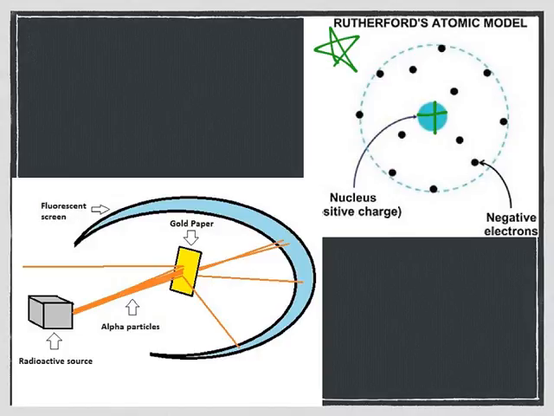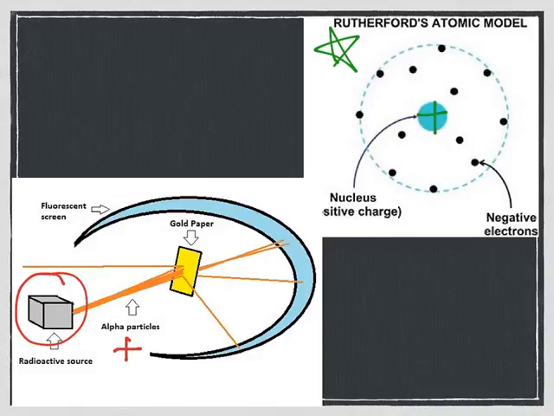Rutherford set up an experiment, and he had this radioactive source. Now, he had it in a box, and he set it up so that it would send out or emit these things called alpha particles. Now, alpha particles have a positive charge. They're just positively charged particles, similar to a proton. What he did, he had this piece of gold foil.